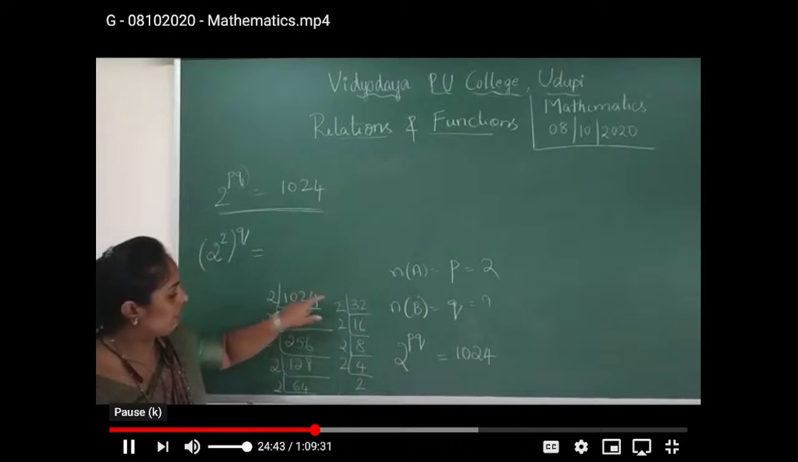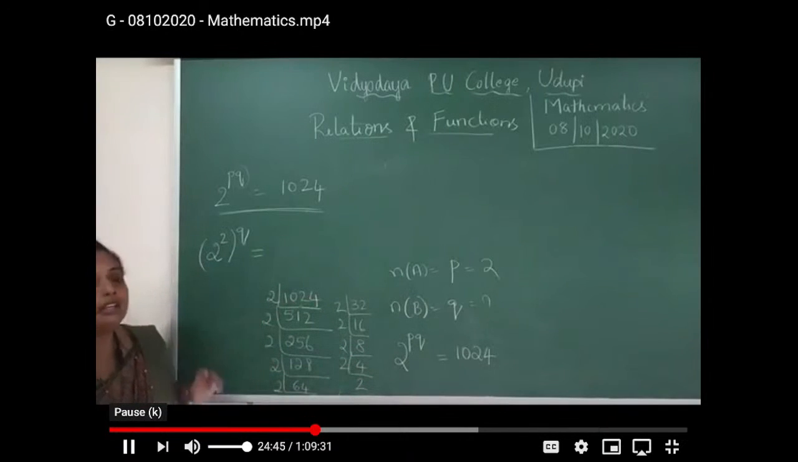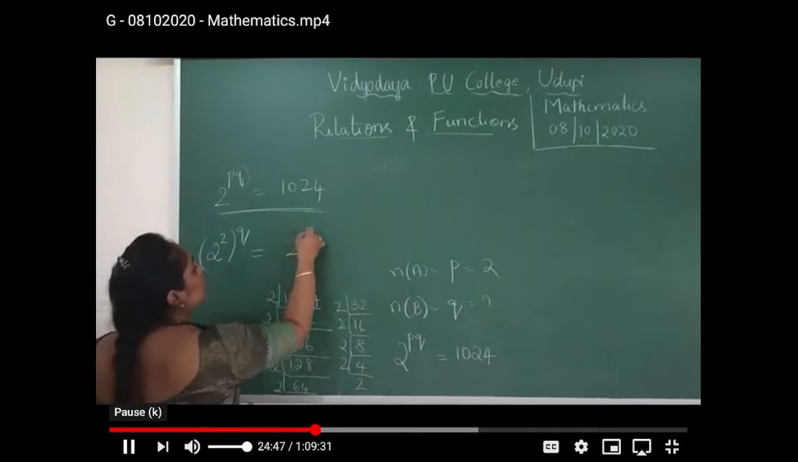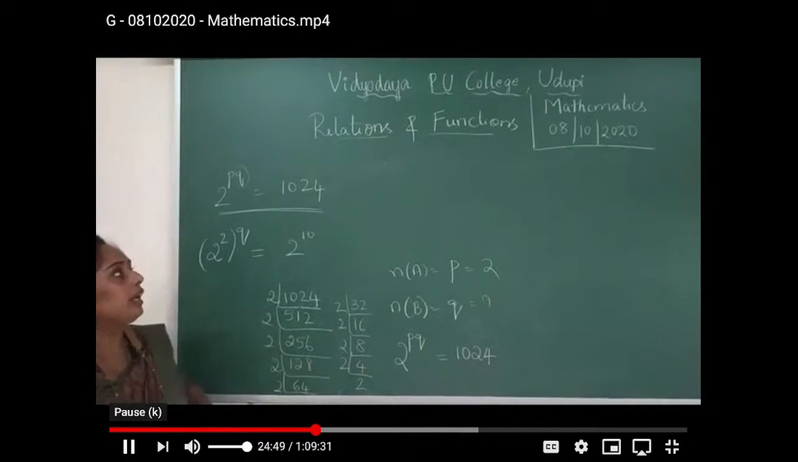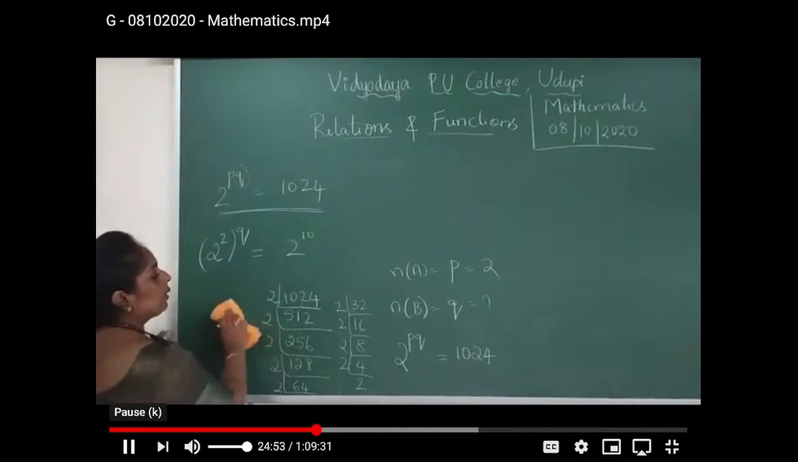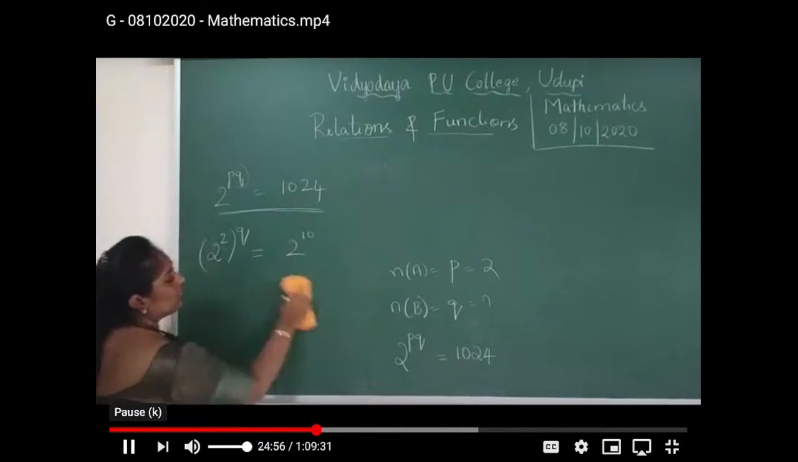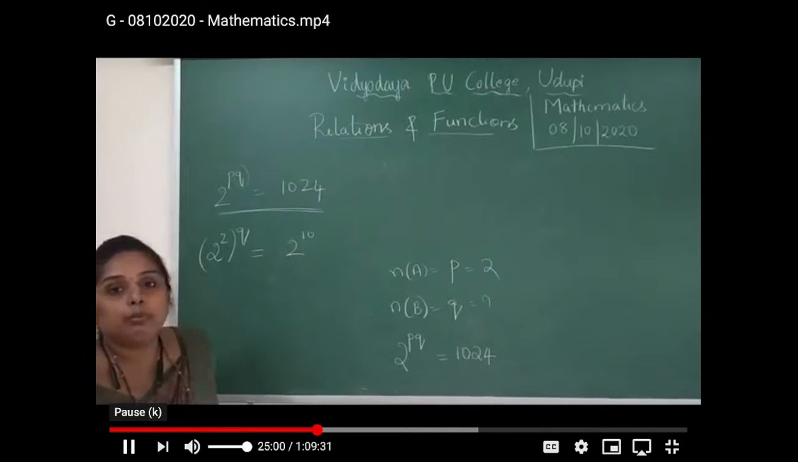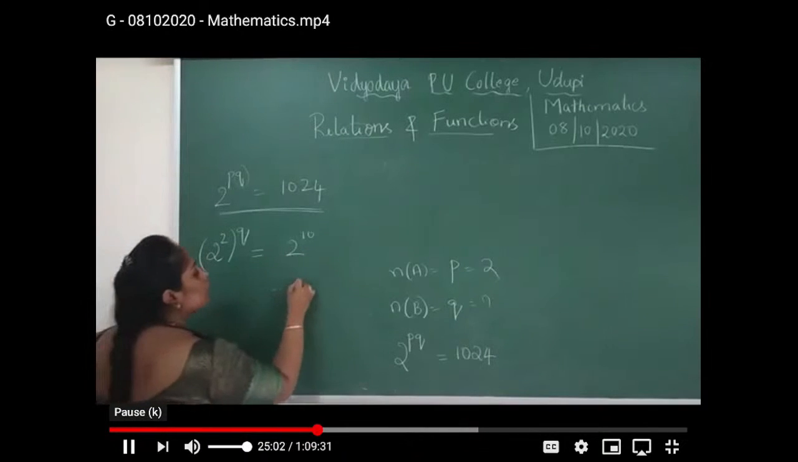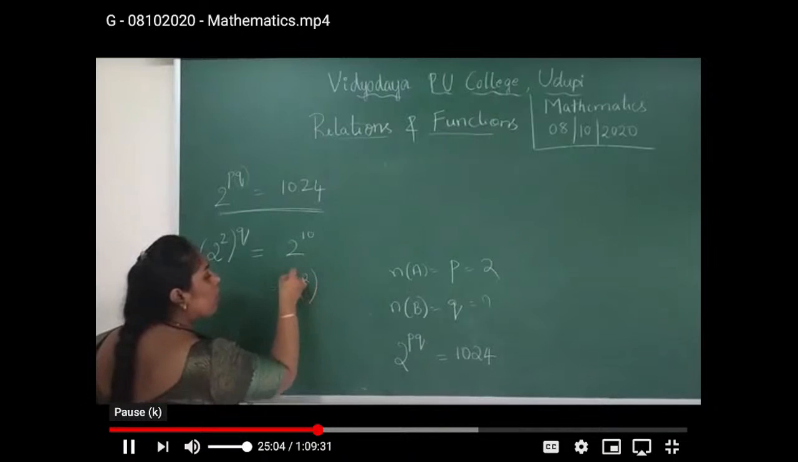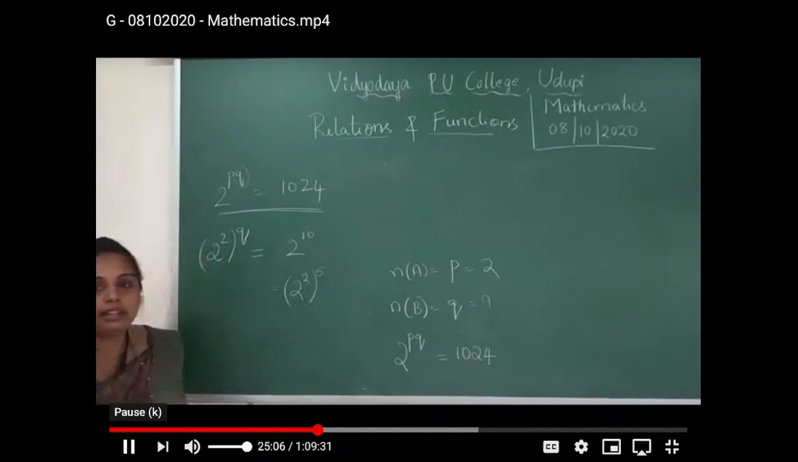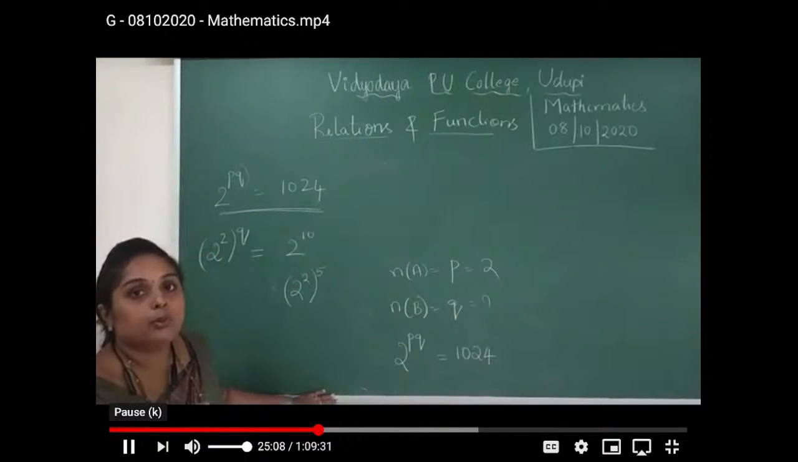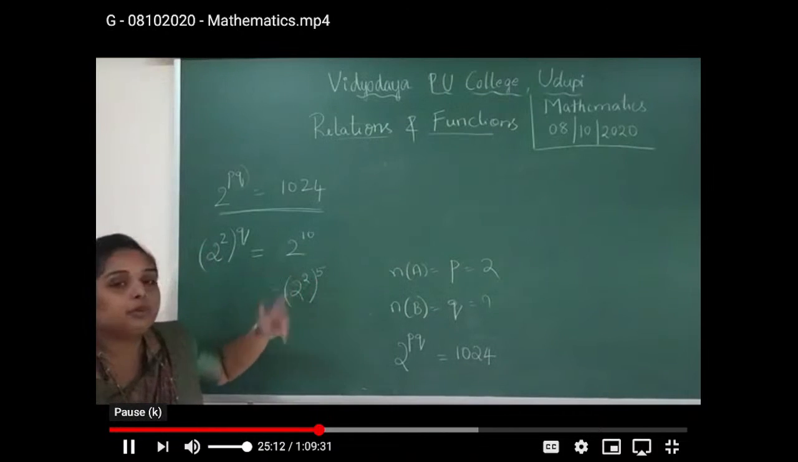So 1, 2, 3, 4, 5, 6, 7, 8, 9, 10. So this can be written as 2 power 10. Okay. 1024 can be written as 2 power 10. Look here. Now, can I split that 2 power 10 as 2 to the power 2 whole to the power 5? I have already told you (A power m) power n is A power m into n. So 5 into 2 is 10.